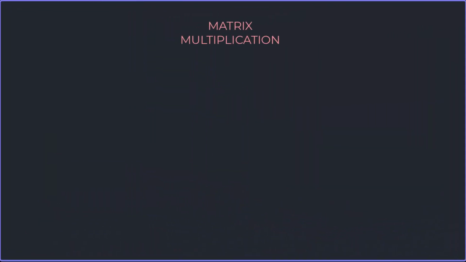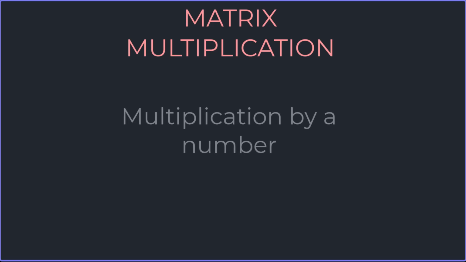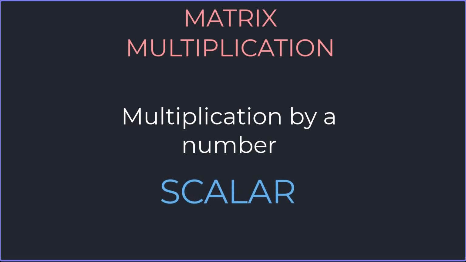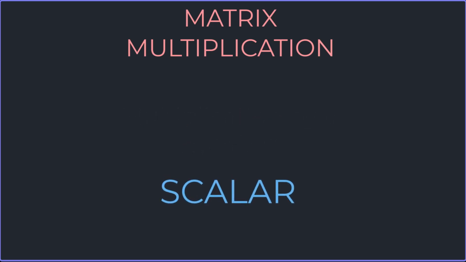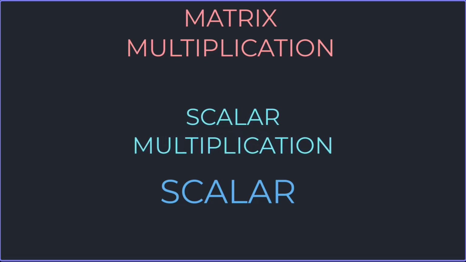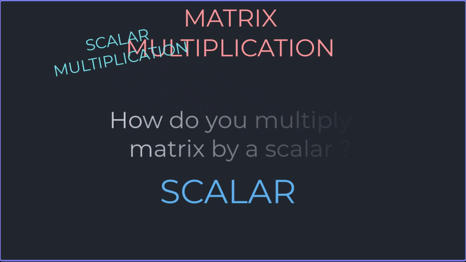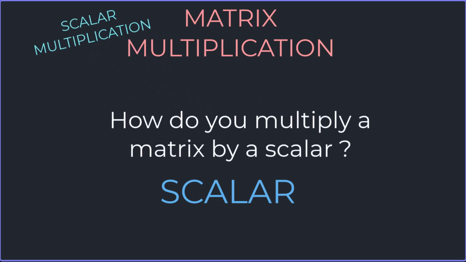Now, we discuss the idea of multiplication in matrices. What do you mean by a matrix multiplication? There are two concepts. One is multiplication by a number. This number is called a scalar, and we term the process of multiplication as the scalar multiplication. Now the question is, how can you multiply a matrix by a scalar?